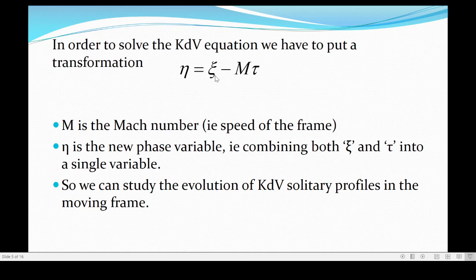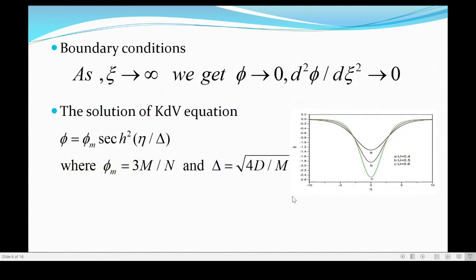In order to solve this equation, we put a transformation with the stretched space coordinate and stretched time coordinate tau into a new coordinate, the phase coordinate eta. Here M is the Mach number, and we have combined these two. So we want to study the evolution of the KdV solitary structure.